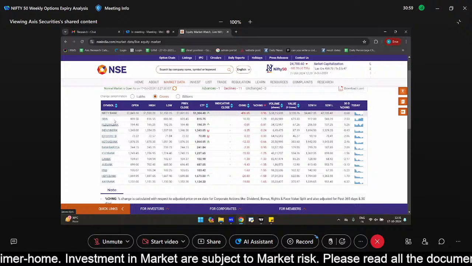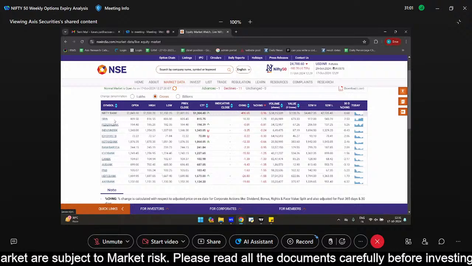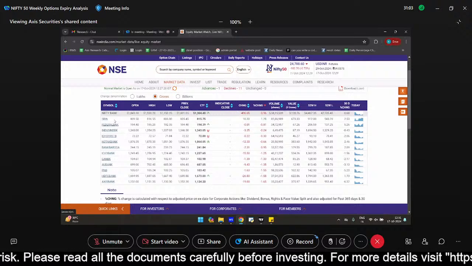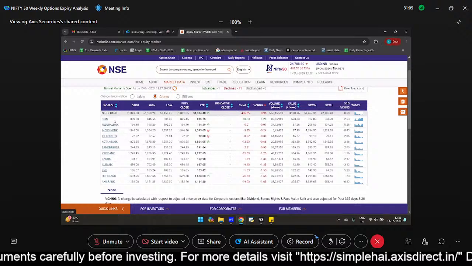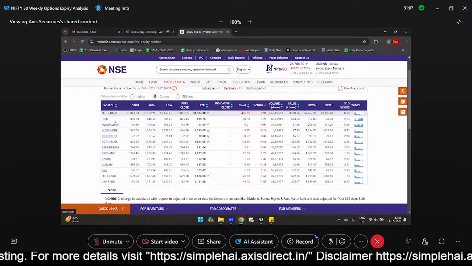So Karan, if you can just showcase on the Bollinger Band charts how the Bollinger Bands are looking on both Bank Nifty and the Nifty 50.